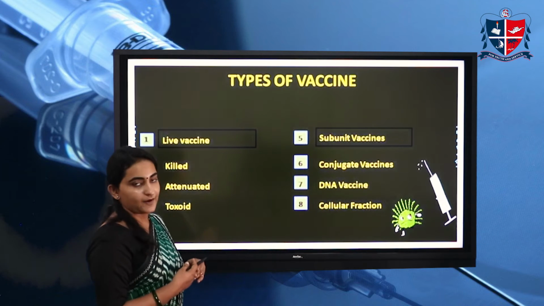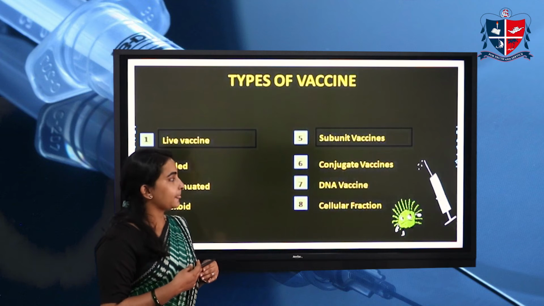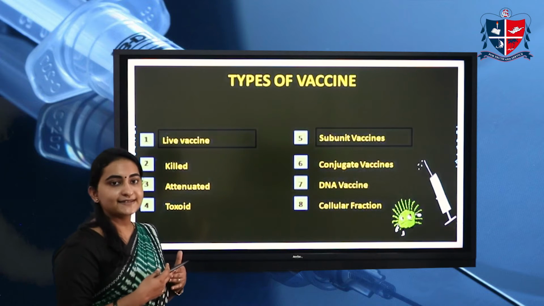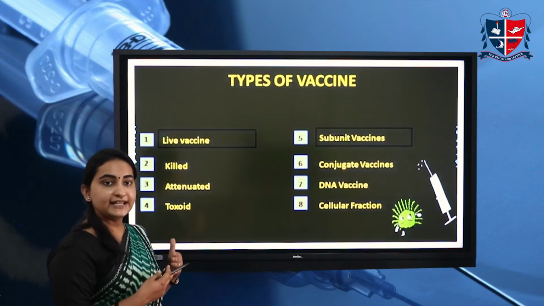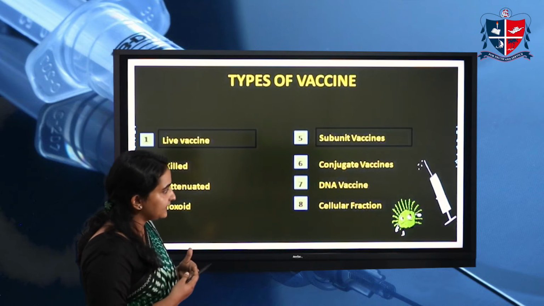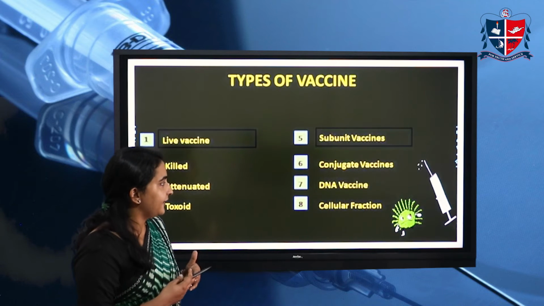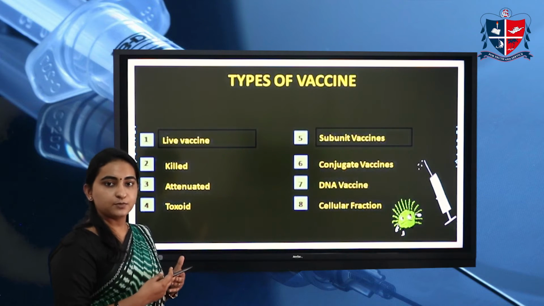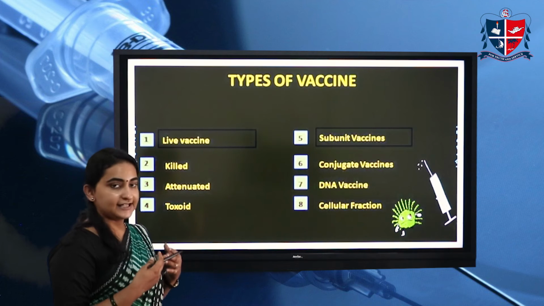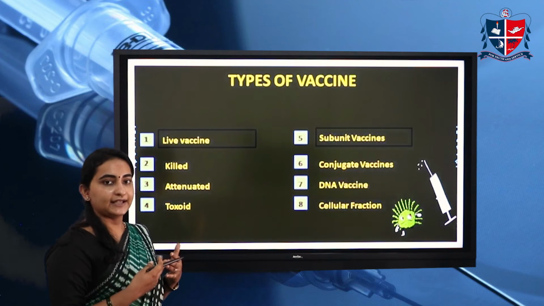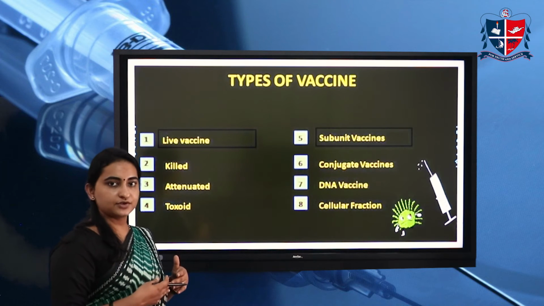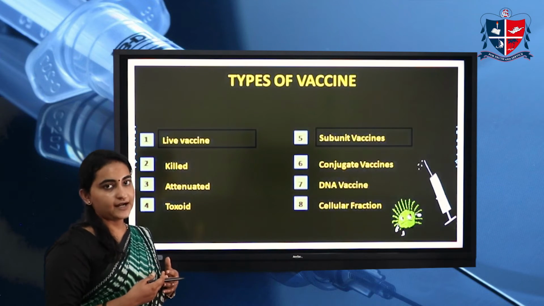The next one is conjugate vaccine. In conjugate vaccine preparation, the polysaccharide coats of bacteria, which provide poor immunity, are linked with proteins. Conjugate vaccines are produced in that manner. Then DNA vaccine. In a DNA vaccine, when the gene of a microbe's antigen is introduced into the body, some cells of the fish body will take it up, and the DNA instructs the cells to produce an antigen molecule. Then the DNA vaccine is produced. The next one is cellular fraction. It is produced by extracting the cellular protein.